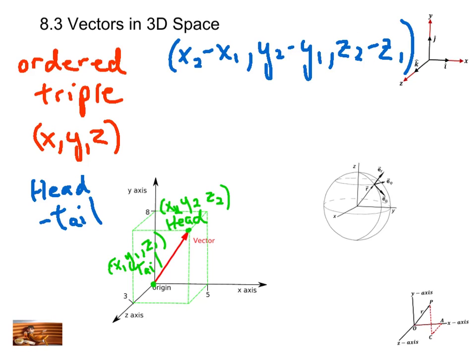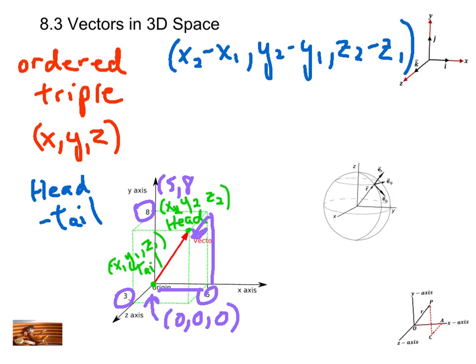So let's name this vector. What's the origin? The tail is at the origin, so that's going to be a 0 on the x, a 0 on the y, and a 0 on the z. What about the head? We go 5 on the x, then we go 8 up on the y. Here's your 5 on the x and your 8 on the y. And then we go this way, out 3 units on the z. This point is going to look like this: 5, 8, 3.